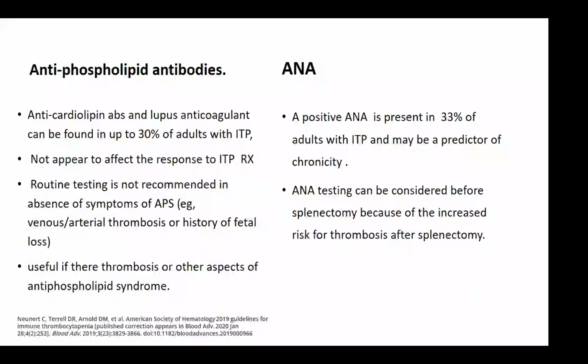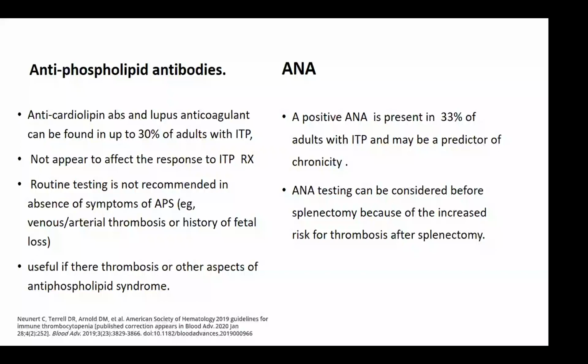Antiphospholipid antibodies, which are anti-cardiolipin antibody and lupus anticoagulant, are found in approximately 1/3 of patients with ITP. They do not appear to affect the response to ITP treatment, and routine testing for antiphospholipid antibodies is not indicated, except in the presence of symptoms of antiphospholipid syndrome, like venous or arterial thrombosis or a history of fetal loss.